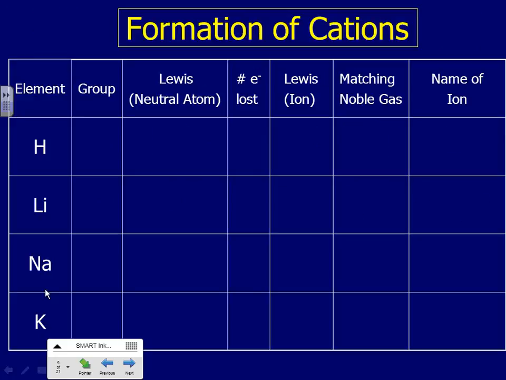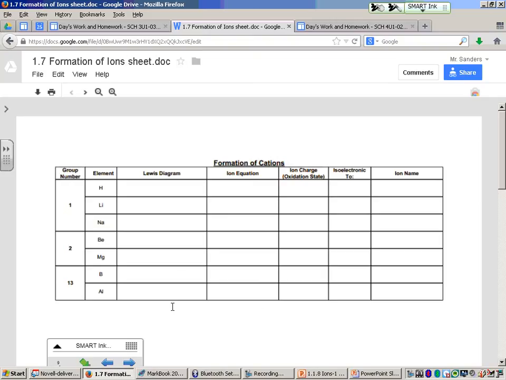Now at this point, this is what your page was supposed to look like. If you don't have the page set up, if you didn't print out the page, take a complete clean page, a new page, and you're going to write these guys down, and you're going to fill in all the information. Here's what I want you to do. Hydrogen, Lewis diagram. Now the Lewis diagram I want is the Lewis diagram for the formation of the cation. These are all in group 1. So hydrogen has 1 electron.